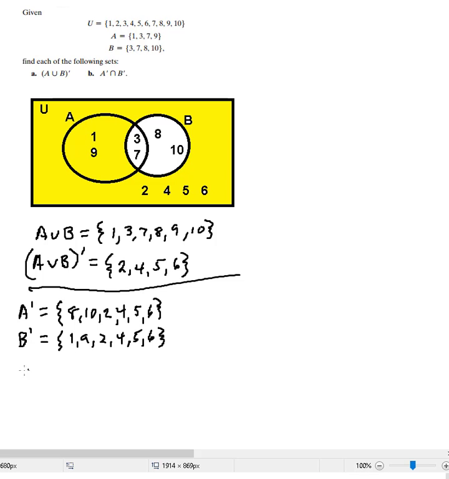So now I want the intersection of the complement of A and the complement of B. What do those two complements have in common? In other words, we want the intersection. Well, 1's not common, 9's not common, 8's not common, 10's not common. That leaves 2, 4, 5, 6. So I can write the intersection of the complement of A and the complement of B like this.